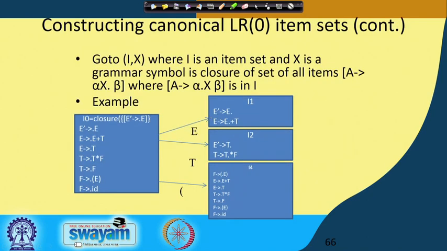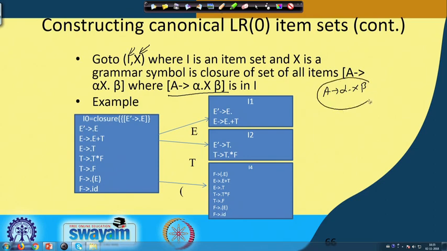The other part is to construct the goto. So, goto(I, x) is defined for an item set I, on some grammar symbol x. If I is an item set and x is a grammar symbol, goto(I, x) is the closure of all the items A producing alpha x . beta, where A producing alpha . x beta is in I. So, if from this item I get x, then what are we planning to do?